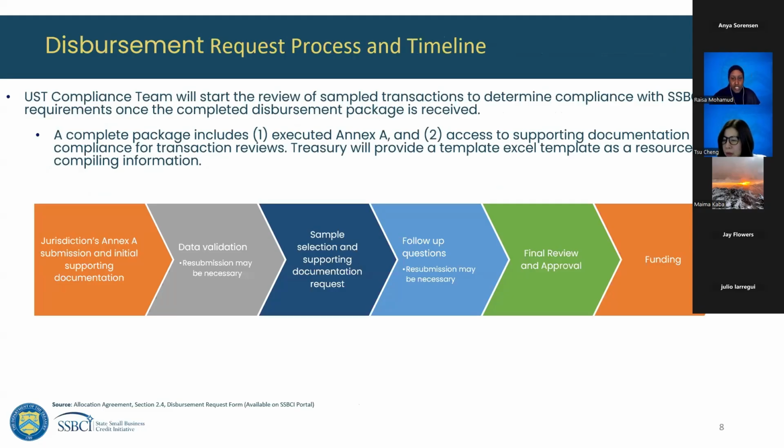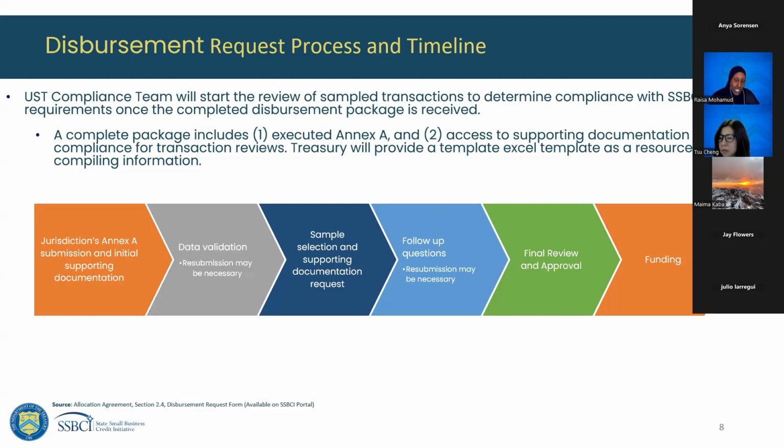All right, so let's move into this timeline. So this is how it's going to look overall, the process for disbursement once you come in. So first, starting over here on that orange box, jurisdictions are going to submit their completed disbursement request form in the portal. Once the disbursement request form has been submitted, an email with a DocuSign of the Annex A will go directly to the jurisdiction's authorized official.